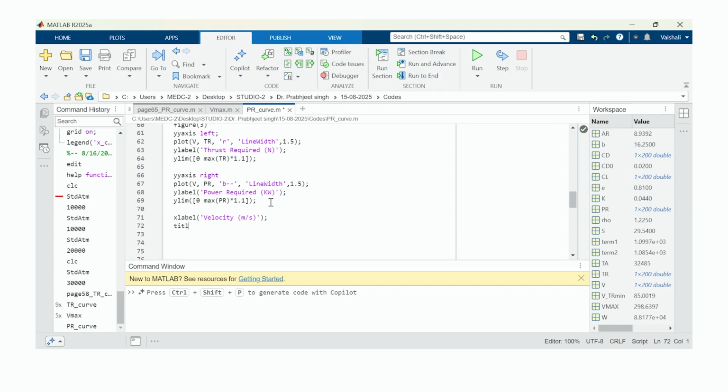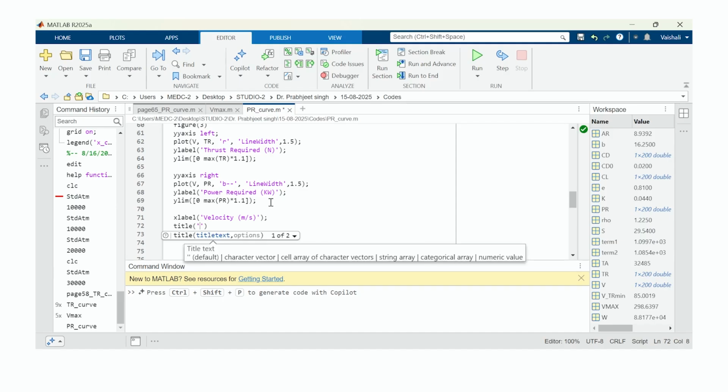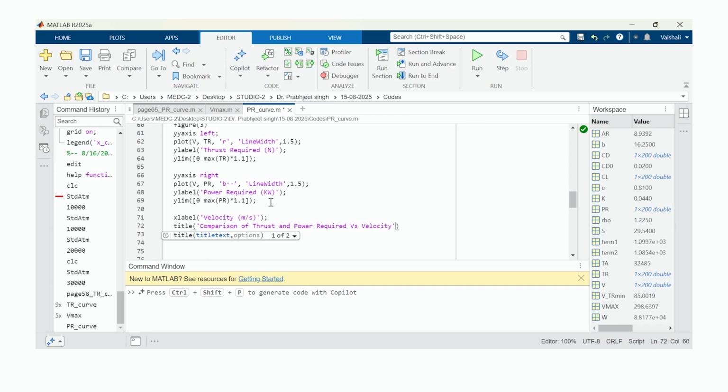And the title you can also mention as comparison of thrust and power required versus velocity. Okay. Now since there are multiple terms, let me write here a legend.